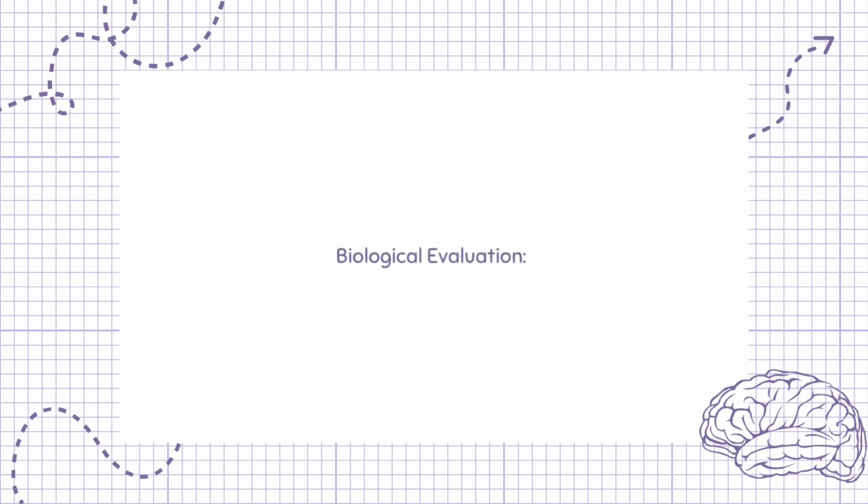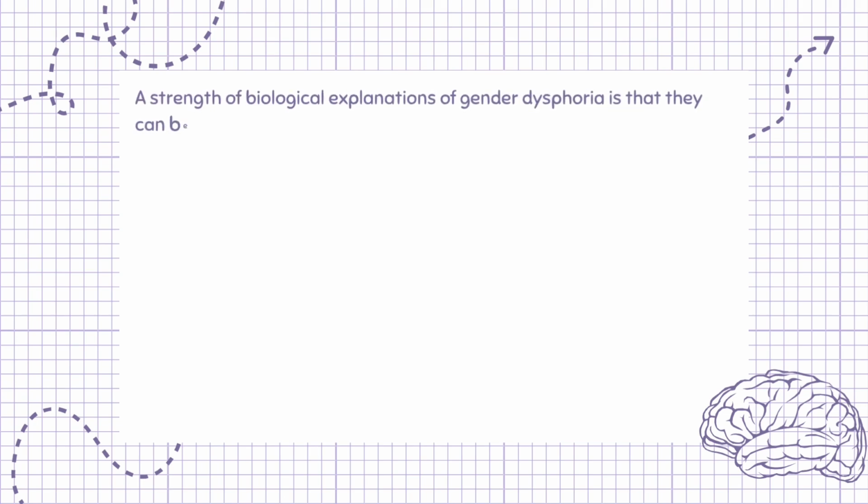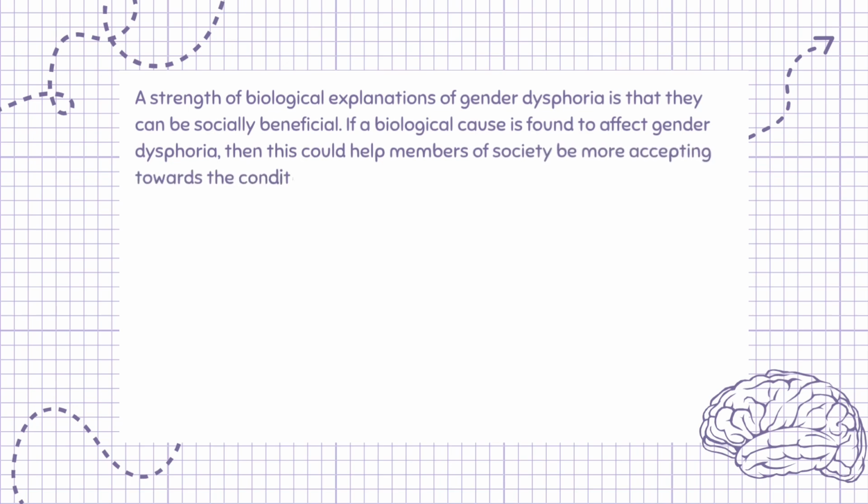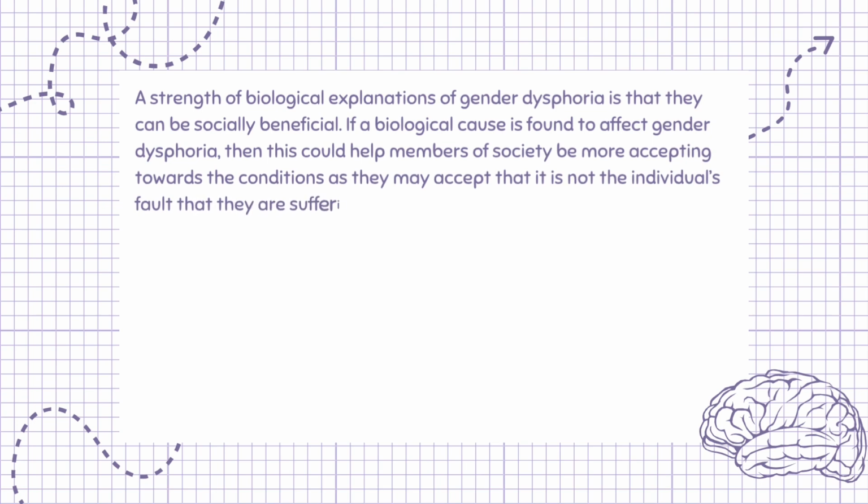Biological evaluation. A strength of biological explanations of gender dysphoria is that they can be socially beneficial. If a biological cause is found to affect gender dysphoria, then this could help members of society be more accepting towards the conditions, as they may accept that it is not the individual's fault that they are suffering from the condition and feel the way they feel in their own body.